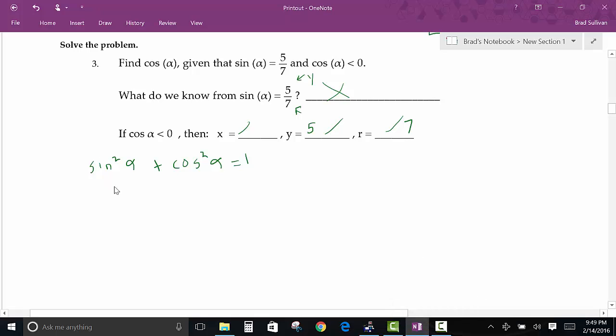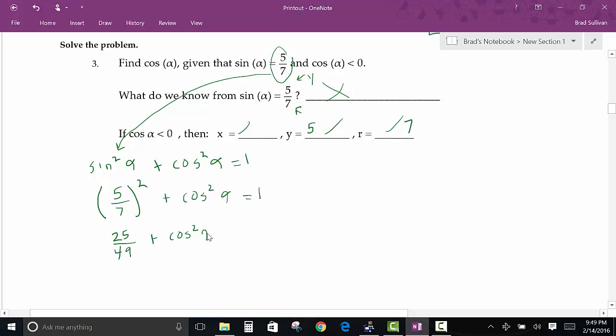All right, well, let's see kind of how we did on this now. This time, actually, we're going to find the cosine, it looks like. So it looks like this time I gave you what the sine is. So that's going to plug in there. So I'm going to have 5 over 7 to the second plus cosine squared alpha is equal to 1. So that's going to be 25 over 49 plus cosine squared alpha equals 1.